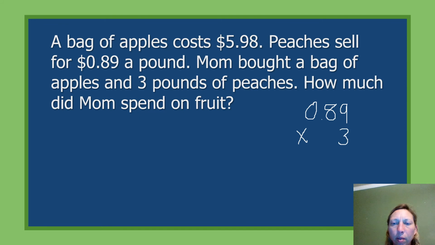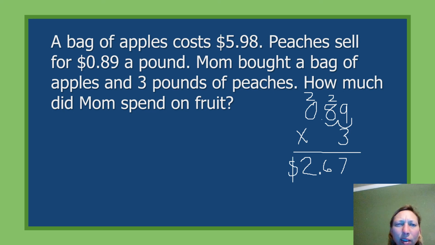Okay, so 9 times 3 is 27. Bring my 2 over to the tens column. 8 times 3 is 24. 25, 26. Okay, I have to put my 2 over the $1 column. 3 times 0 is 0, plus 2. All right, I have to count over how many decimals I have. 1, 2. So that's how many I go over here. 1, 2, and I put my decimal right here. All right, that is $2.67 for just the peaches.